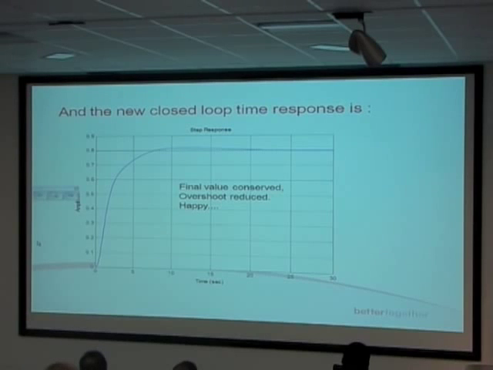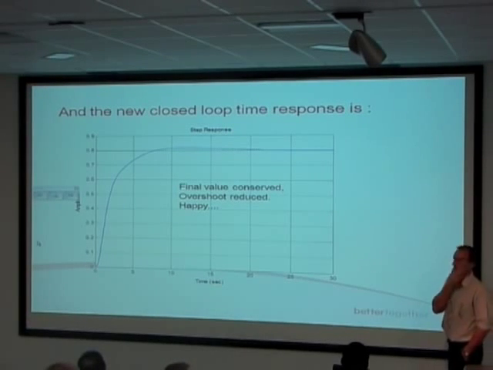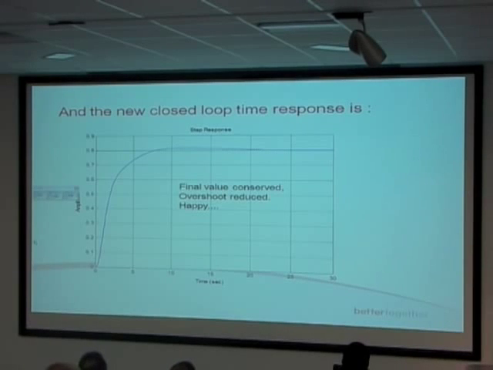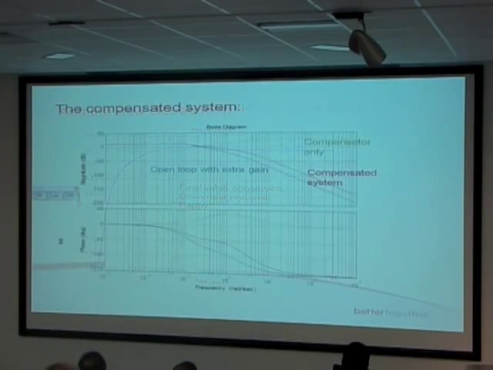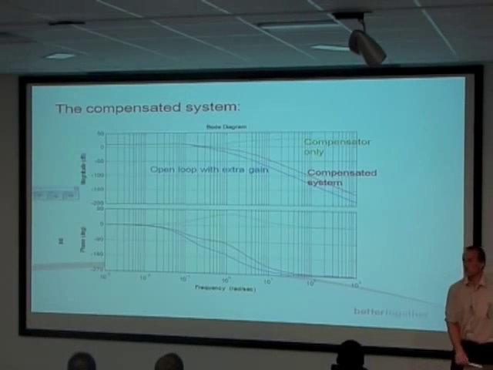That's the new closed loop time response we get. Spot the difference. Why is that? Well, this has lost some of my slides, unfortunately, so I'm going to have to scribble some more. If we look at this thing, we try to look at what's happened to the gain and to the phase margins.